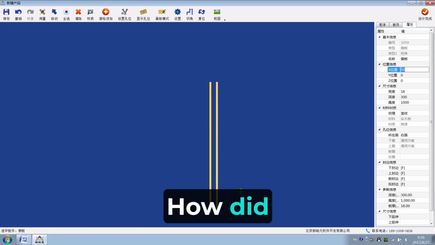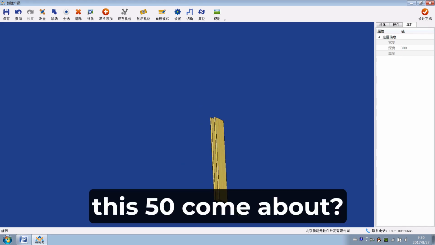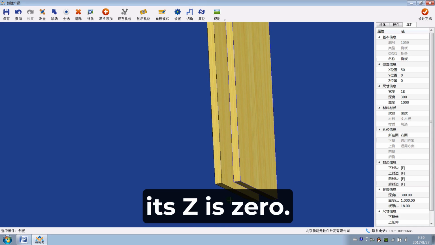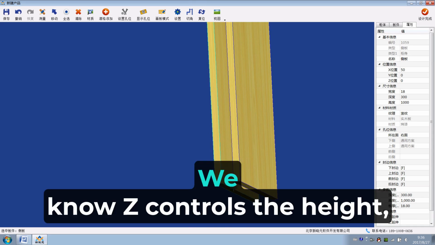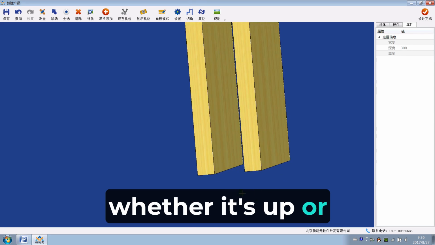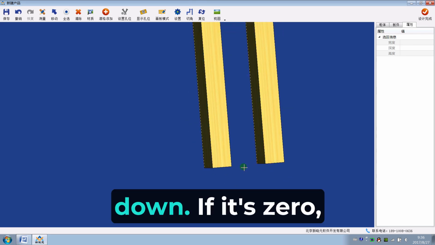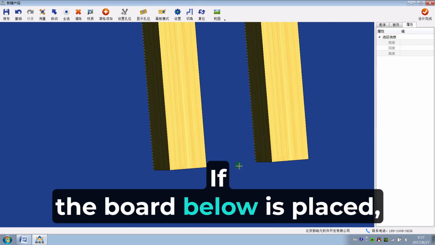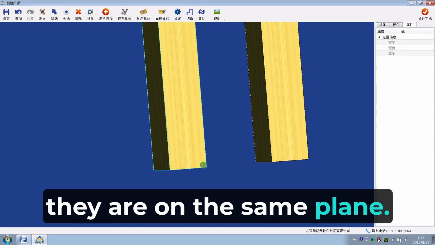How did this 50 come about? You can see this board, its Z is 0. We know Z controls the height, whether it's up or down. If it's 0, they're on the same plane. If a board below is placed, they're on the same plane.